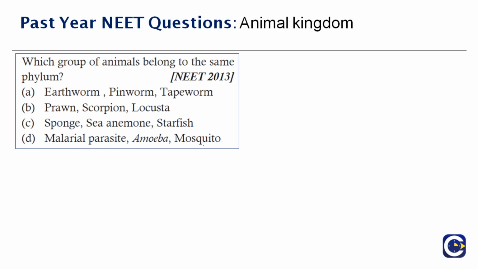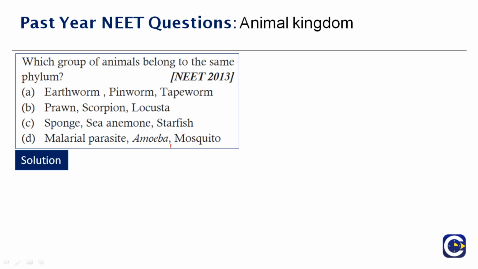Next question here. Which group of animals belong to the same phylum? Now you have to analyze the options here. Earthworm, pinworm, tapeworm; prawn, scorpion, locust; sponge, sea anemone, starfish; malarial parasite, amoeba, mosquito. Here amoeba is washed out, so this is not the answer. Sponge, sea anemone, starfish, once again it's not the answer. The correct answer is prawn, scorpion and locust. Prawn, scorpion and locust belong to the phylum Arthropoda.